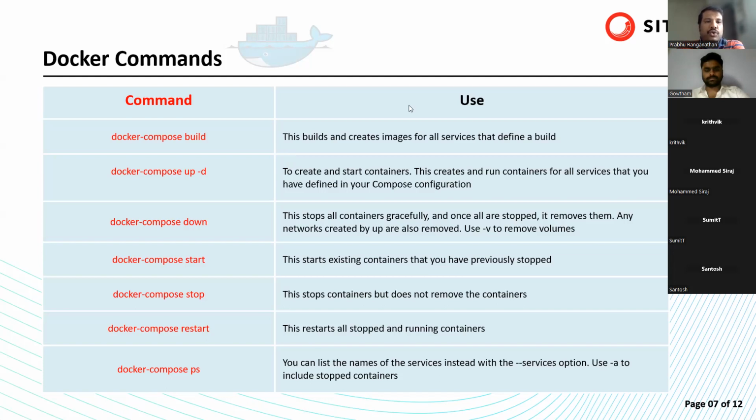So a few Docker commands are docker compose build. When we run this command, as I mentioned earlier, once you create the Dockerfile, you have to create the images based on the Dockerfile. For that, this command will help us create the images. So once you create the Dockerfile and run the build command, it actually builds and creates the images. That's how you would assume it.